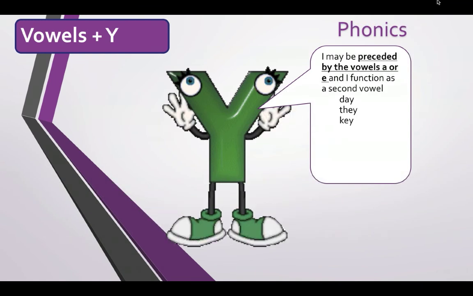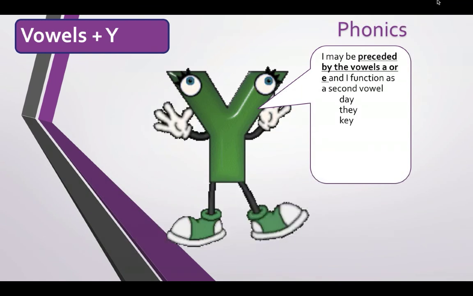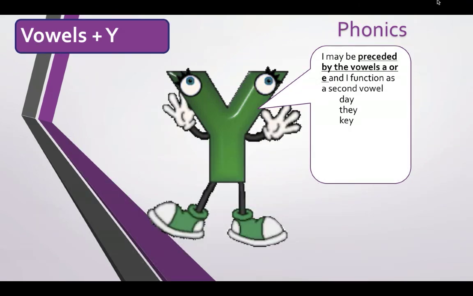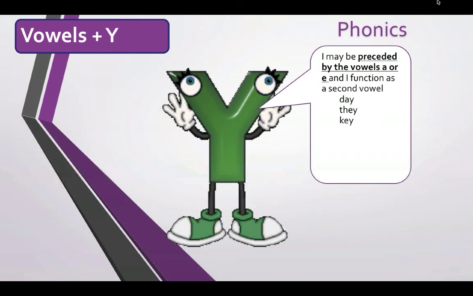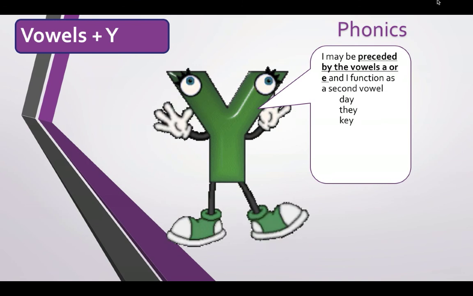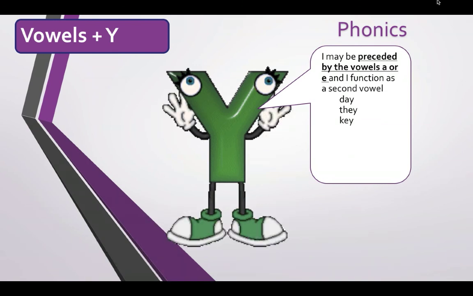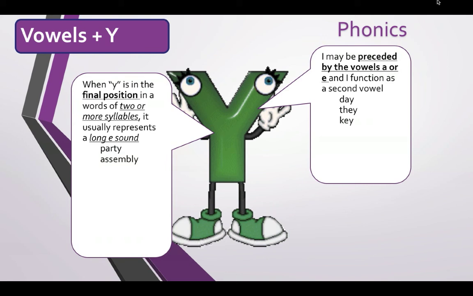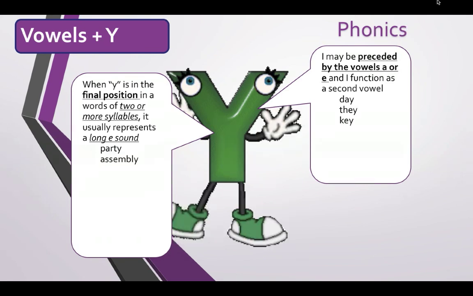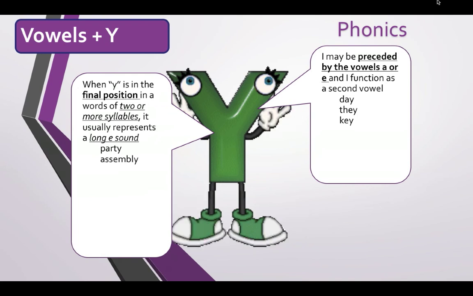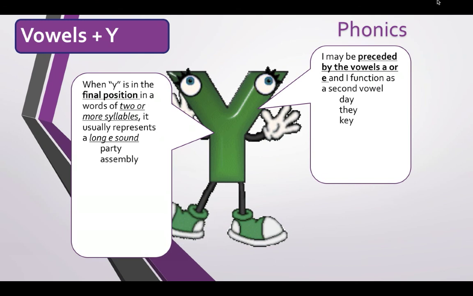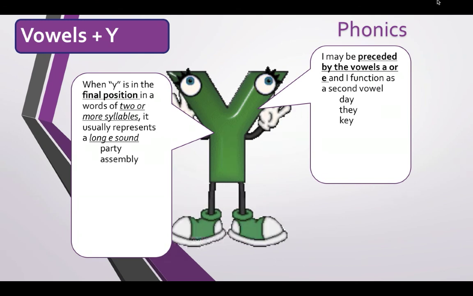Y has some different functions. It can be preceded by vowels A or E and function as a second vowel, like day, they, key. Or if it's in the final position in a word with two or more syllables, it's generally a long E sound, like party, assembly. So vowels and Y together do some different things.